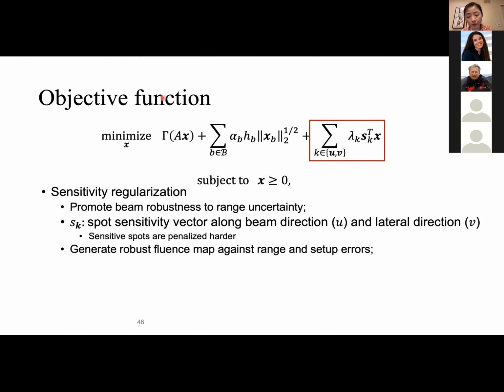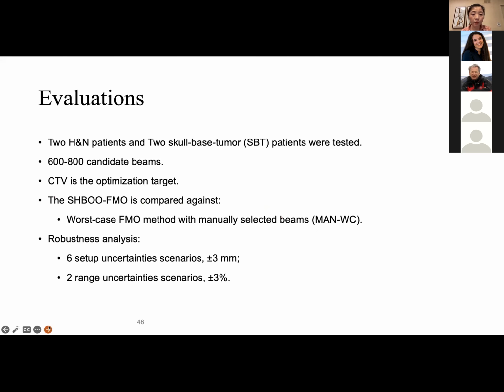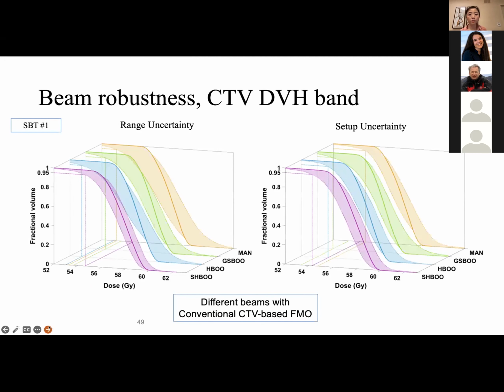We don't assume what the worst case is and what can happen. What we are doing is we try to see how the spot behaves and penalize accordingly. So here we formulate this BOO framework for robust optimization. We evaluate with 2 head neck patients and 2 skull-based chordoma patients with the following setup and range uncertainty for robust analysis. Okay, let's look at some results here.